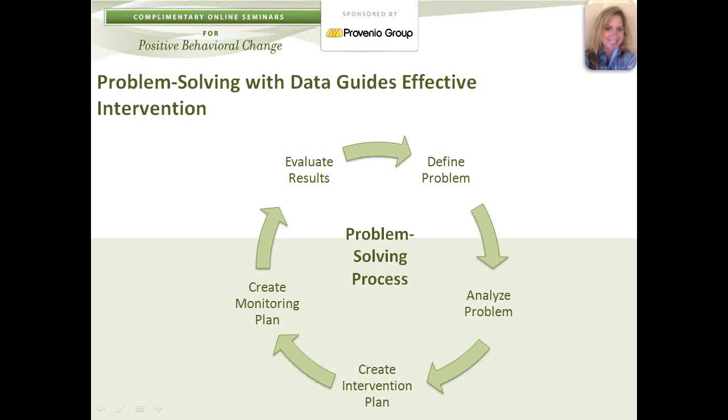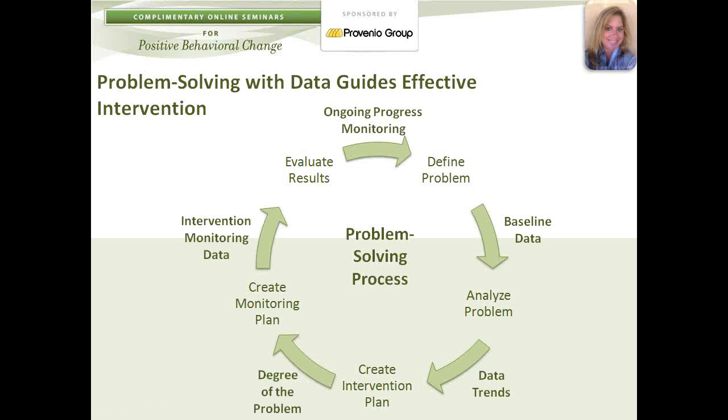So again, the process, just as a quick review, is to define the problem and then analyze why this problem is occurring, create an intervention plan, and before we move to evaluate results and before we even start our intervention plan, we want to also create a monitoring plan so we can watch the intervention along the way and determine when we're going to monitor, how we're going to monitor. And then it leads us to an evaluation at the end to say, did this intervention work? For whom did it work, and for whom did it not? And who needs what, and what are our next steps? So let's look at some of the data.